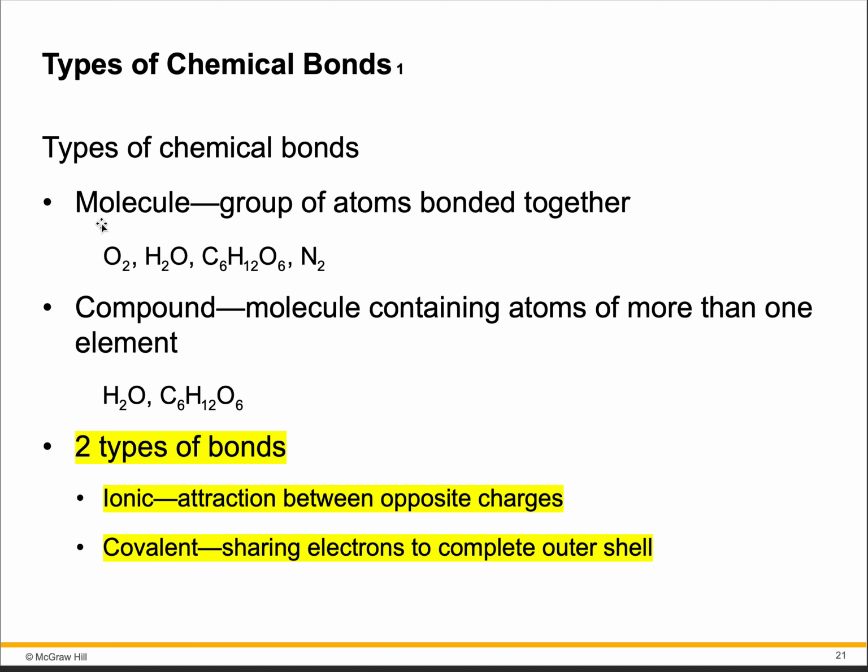Types of chemical bonds: you can have a molecule. They have 4 examples here. This one, O2, is oxygen, and this is a molecule. This is another molecule, and this is another molecule. So these 4 are different molecules. You might know this one, H2O, that's water. A compound is a molecule containing atoms of more than one element. These have 2 different elements, an H and an O, so those are different. Same thing here: C, H, and O are all different. So this would be considered a compound.